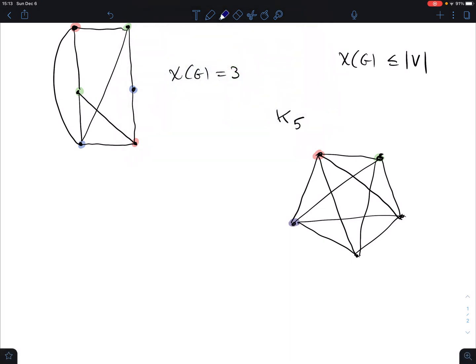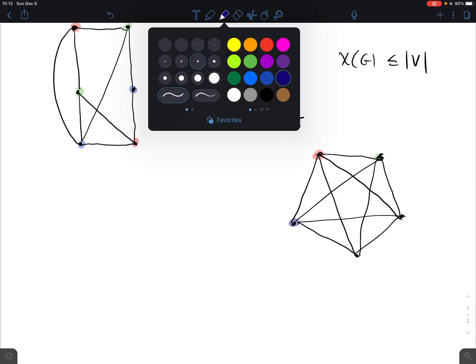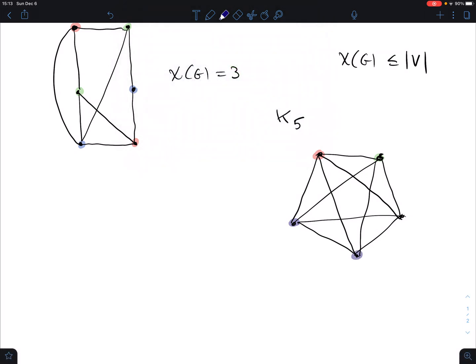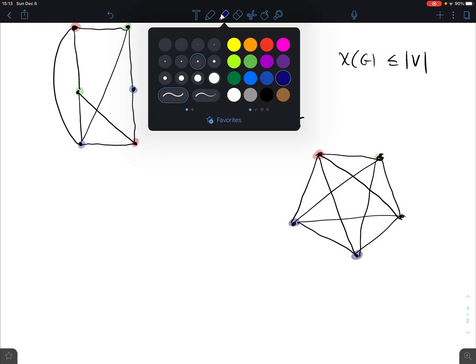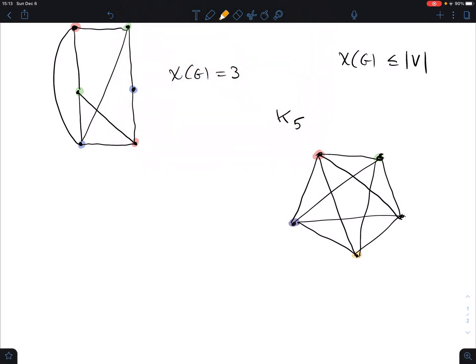This has to be a new color. But now, if I pick one of these vertices, doesn't matter which one I pick, I cannot use any of the three previous colors because this connects to each of them. It's a complete graph. So I need a new color. So let's make it orange. Oh, that didn't work. What happened? And then the last one, same problem. It connects to every other vertex, so any of the existing colors cannot be used, so I have to add a last one, and let's make it yellow.